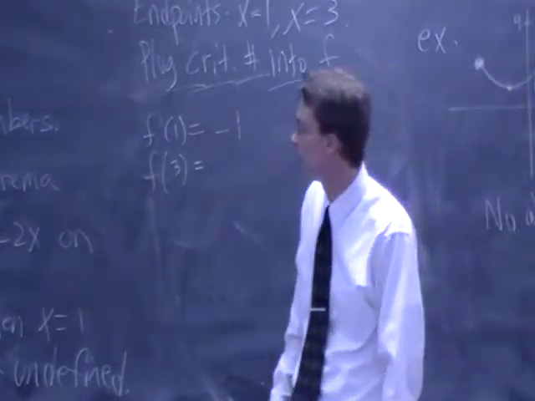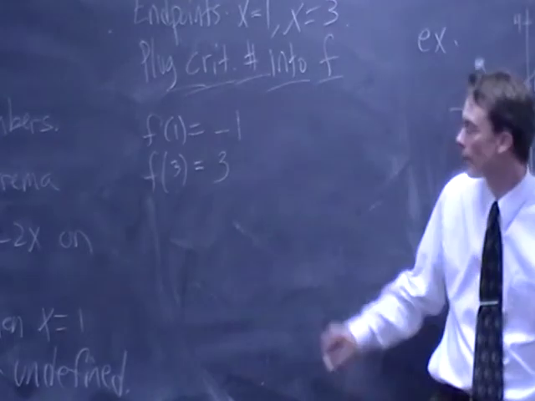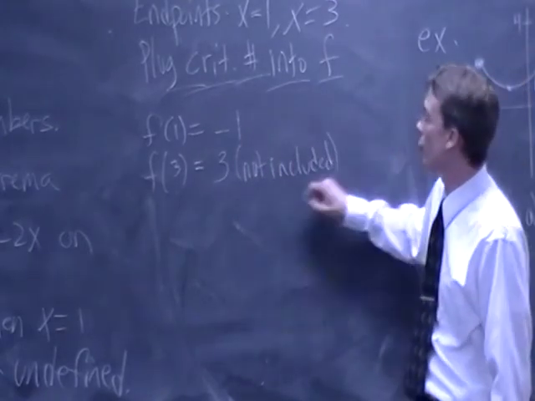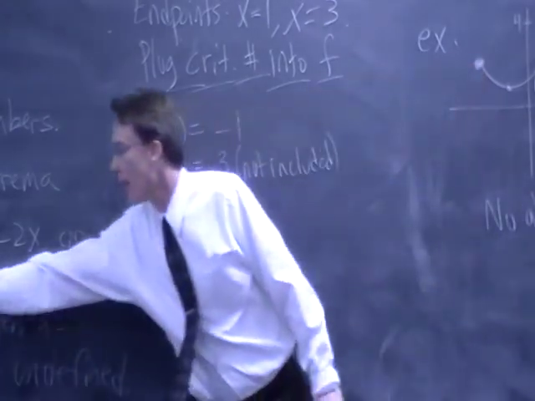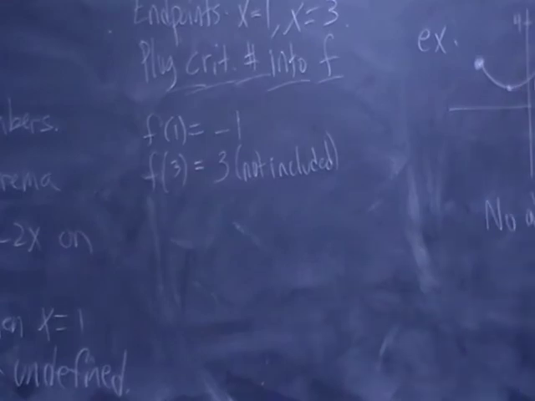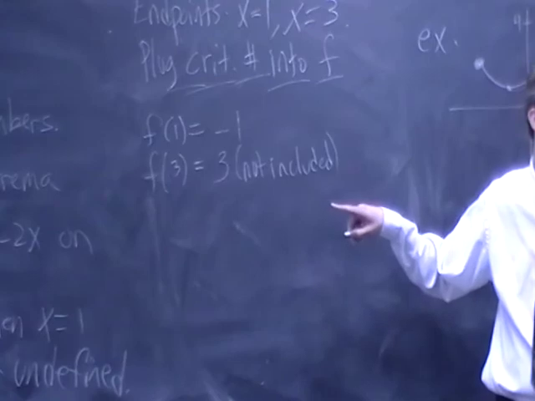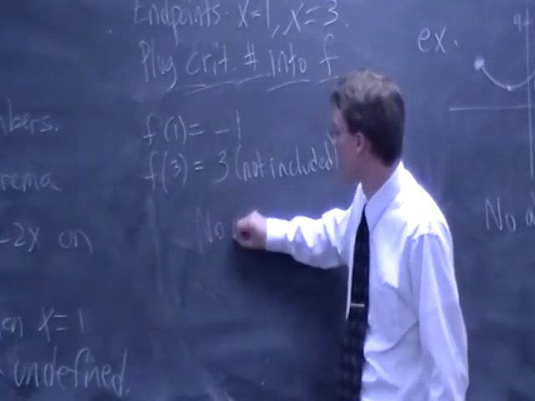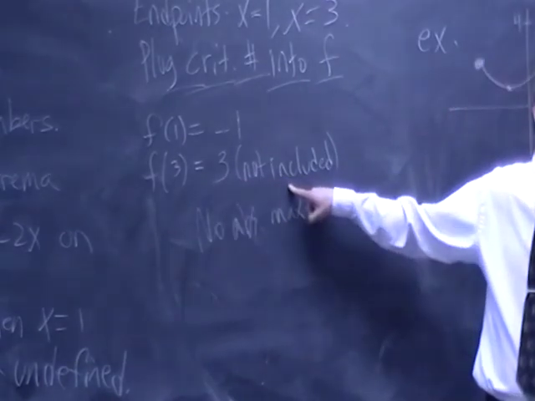So f of 3, 9 minus 6 is 3. But that's not included in the actual graph, so I can't say that 3 is my max because that endpoint is not actually included. If I had x less than or equal to 3, I'd say, yeah, 3 is my max. Since it's not included, there's no absolute max because that high point's not truly included.